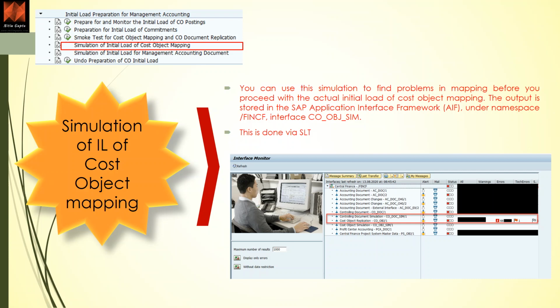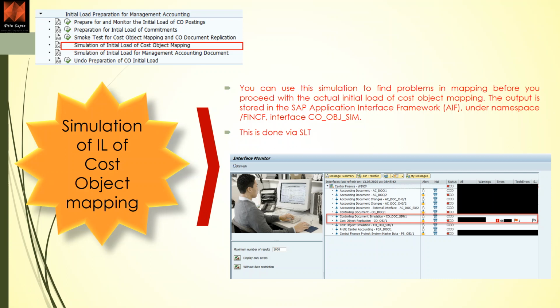And once you execute this, if you see on AIF side, we have two options: controlling document simulation and cost object replication simulation. CO_OBJ_SIM and CO_DOC_SIM. So these are the two nodes where this simulation will come and sit. Simulation does not post, it does not create anything. It just simulates and brings to AIF. It gives you a clear picture.